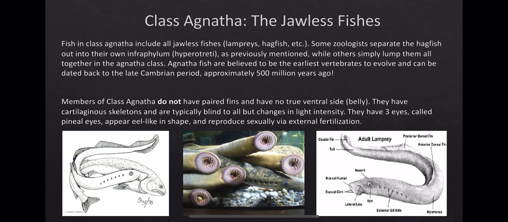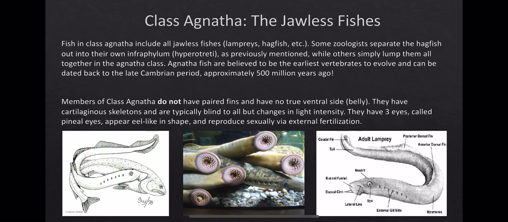So class Agnatha is the most primitive of your fish classes. They are the most primitive, and they are definitely the oldest evolutionarily. They are believed to have evolved during the late Cambrian period, which is about 500 million years ago. So that's a pretty significant change in evolutionary history, going from invertebrates to vertebrate animals.